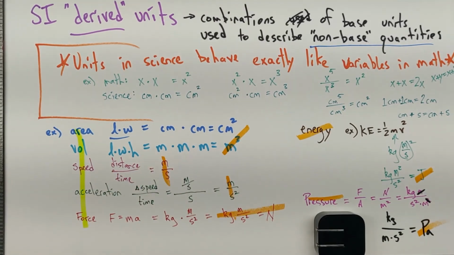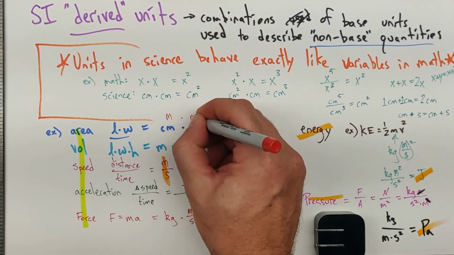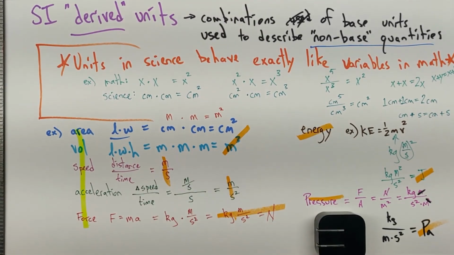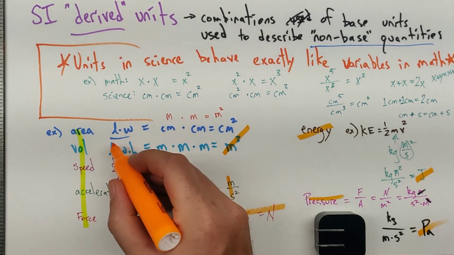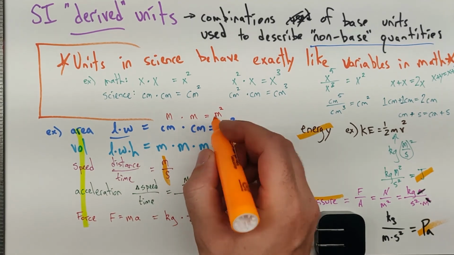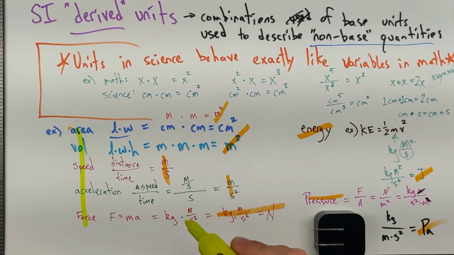And area, had I been more careful, would have been meters times meters, which is meters squared. And the reason I want to write that is because the SI unit for length would be meters, and the SI unit for width would be meters. And so the SI unit for area would be meters squared.